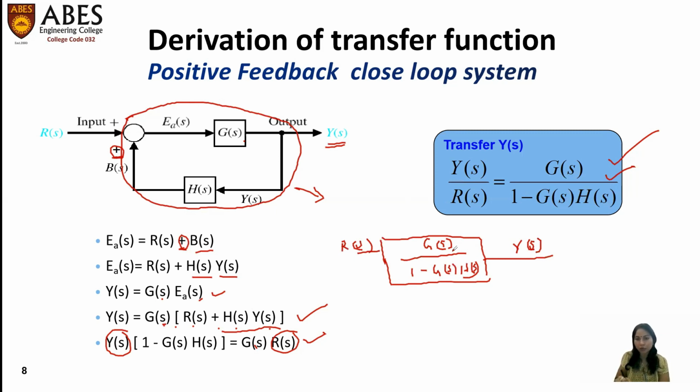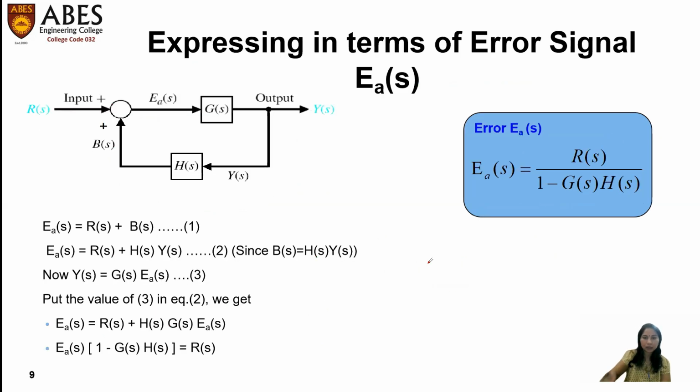That is Y(s) upon R(s), which is nothing but the transfer function. So the transfer function of the positive feedback system is G(s) upon 1 minus G(s) into H(s). This you have to remember. Now again, for this positive feedback system, we have to find the expression in terms of the error signal. So again, we'll repeat the same process. E(s) is equal to R(s) plus B(s). This is the first equation.